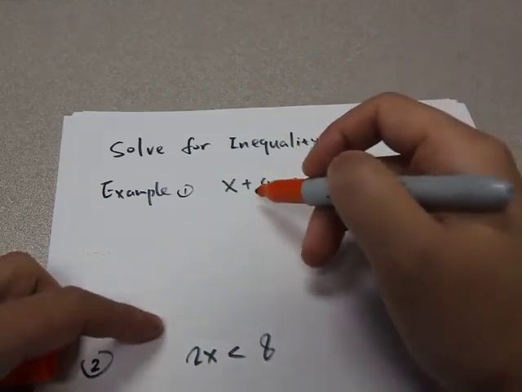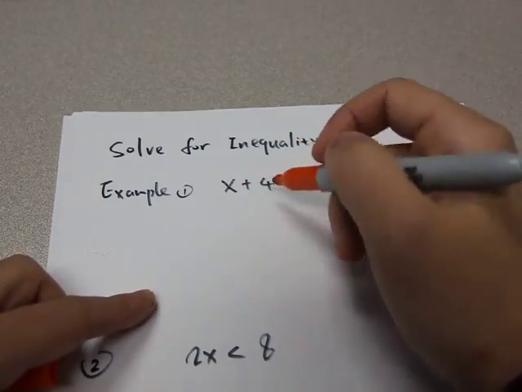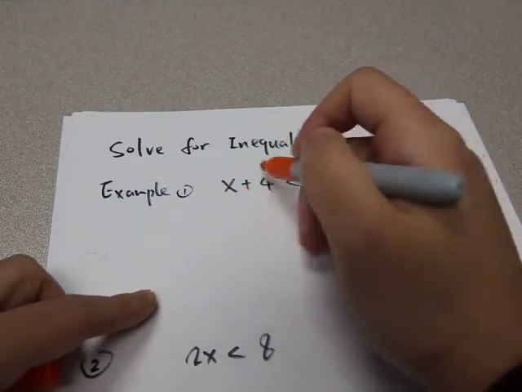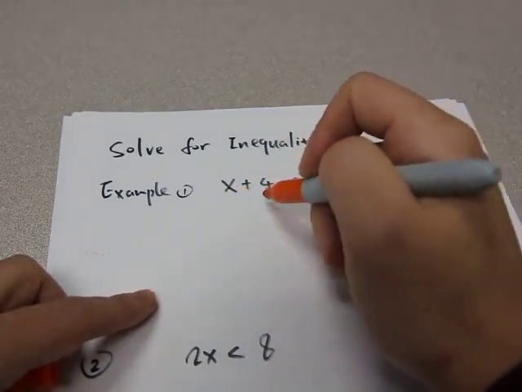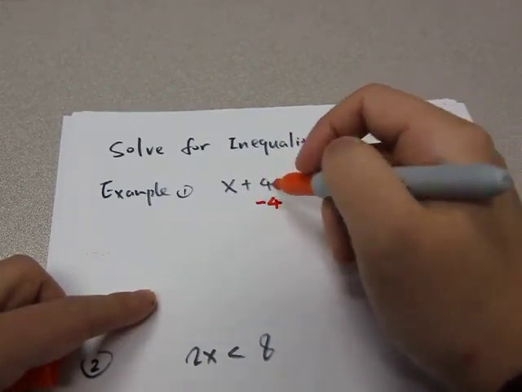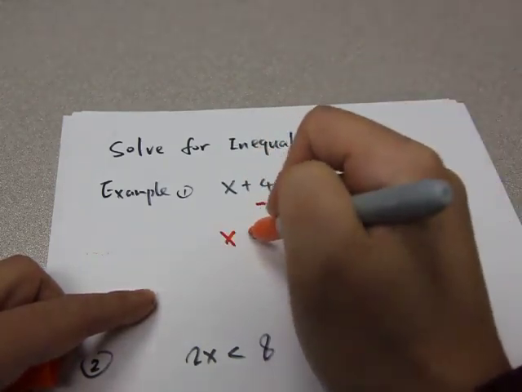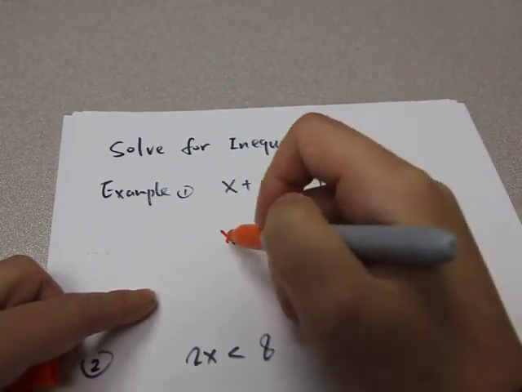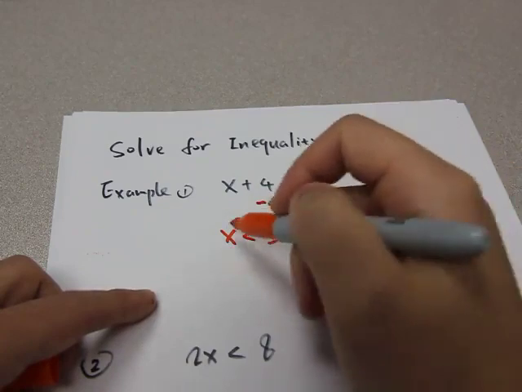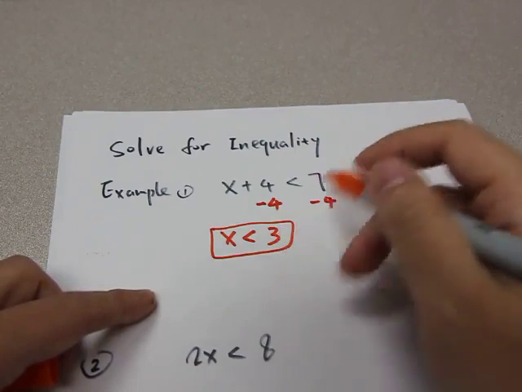So here we are given this inequality: x plus 4 less than 7. If I want to solve for x, I need to get rid of this number 4, right? So I decide to subtract 4. When I subtract 4 from the left-hand side, I should also subtract 4 from the right-hand side. So I have found the solution: x less than 3. The solutions are any numbers which are smaller than 3.